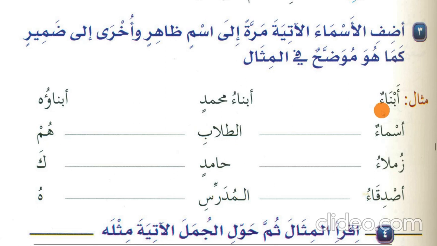The word is abna. Abna means sons. Abna'u Muhammad, sons of Muhammad. Abna'uhu, his sons. Similarly, you will say asma'u tullab. When it becomes muzaf, you cannot use tanween. So you will say asma'u tullab. And here you say asma'uhum. Same thing with the others too.